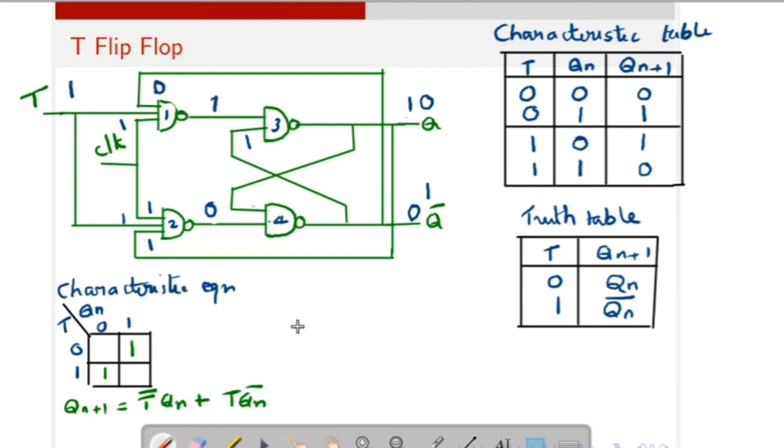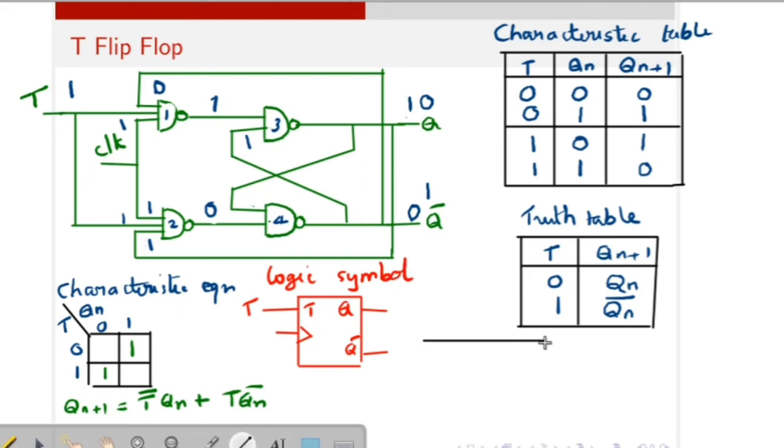Next we can draw the logic symbol for this T flip-flop. So this is the logic symbol. It has two outputs, Q and Q bar, only one input T, then the clock signal. So mark it T. So this is the T input, Q and Q bar, and this is a positive edge triggered flip-flop because here the clock is a positive edge triggered clock. Clear? So this is the logic symbol of the T flip-flop, right?